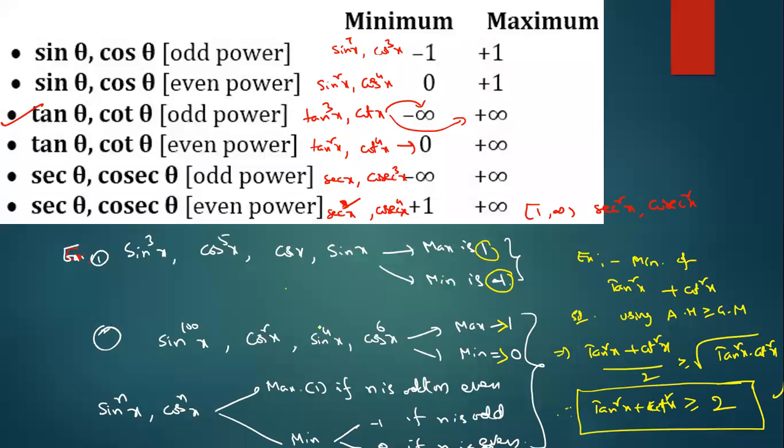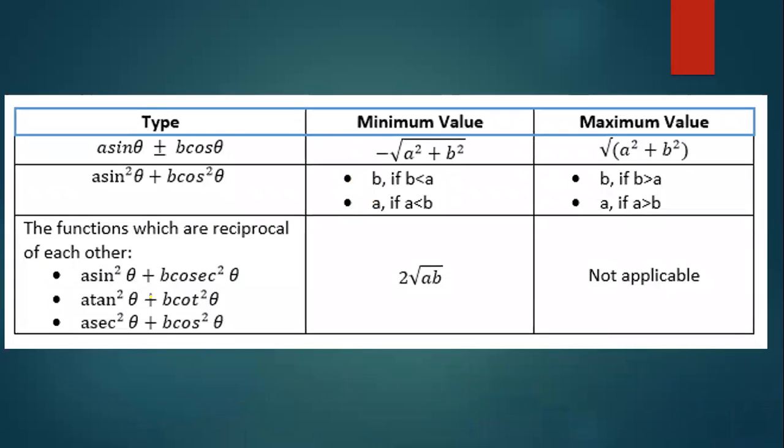Next slide. Please remember this one, just now discussed. The idea is there, and I have given the proof also. A cos theta plus B sin theta plus C. What is the minimum, dear students? Minus root over A square plus B square. Maximum is root over A square plus B square.